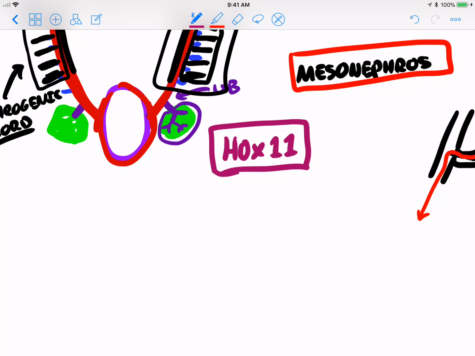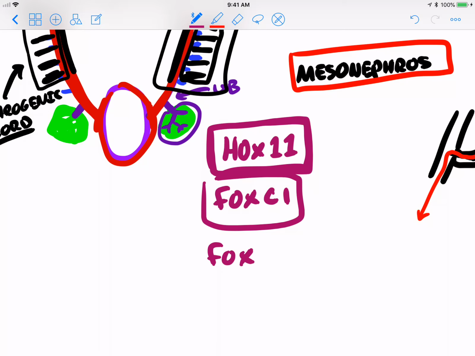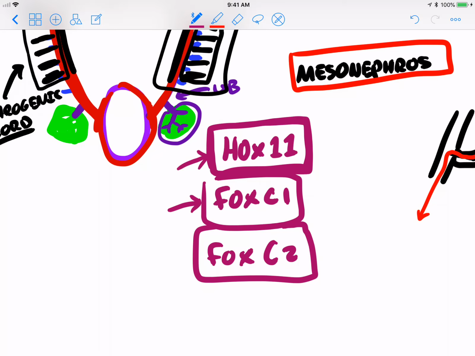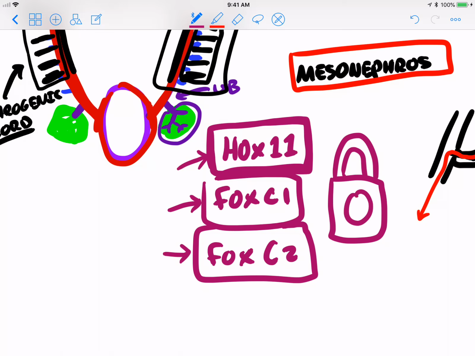So the metanephric mesenchyme, or the cord, is connecting to the mesonephric duct, or the nephric duct. Again, both derived from intermediate mesoderm. And all of these things are being positioned by HOX11, FOXC1, and FOXC2. So I like to say HOX and FOX put the position on lock. There's a little lock, right? HOX and FOX put the positions on lock.